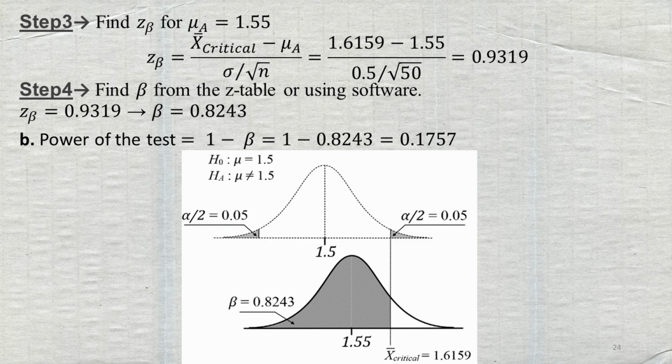0.9319. Step 4. Find beta from the z-table or using Excel to find beta equals 0.8243. Question B. Calculate the power of the test equals 1 minus beta equals 0.1757 as shown in the figure.